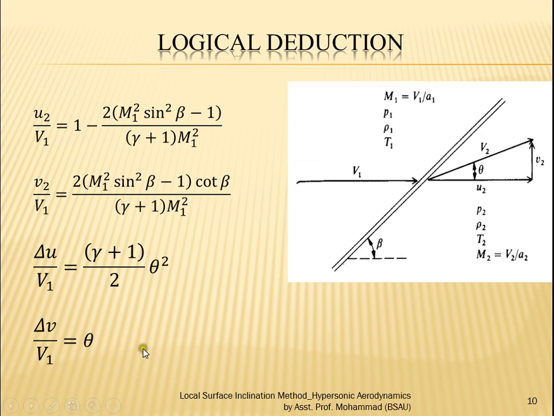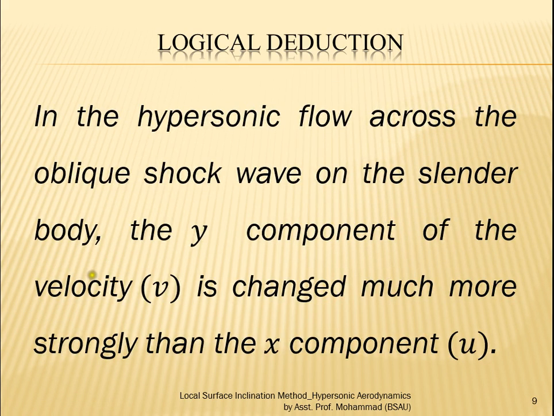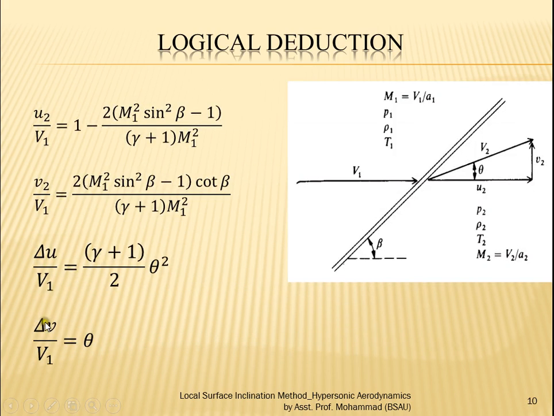Now by looking at this, it becomes very evident that the change in u is of the order of theta square, and the change in v is of the order of theta only. Theta is already in radians, so it is very small. Squaring a small quantity makes it even smaller if it is less than 1. So the statement we made earlier holds: in hypersonic flow across the oblique shock wave on the cylinder body, the y component of the velocity v changes much more strongly than the x component u. That's what it means.